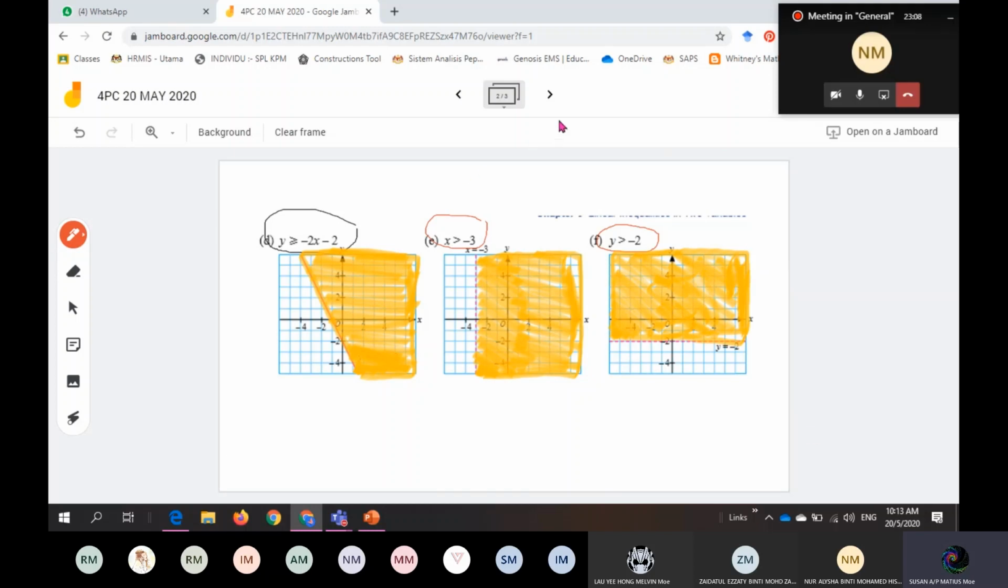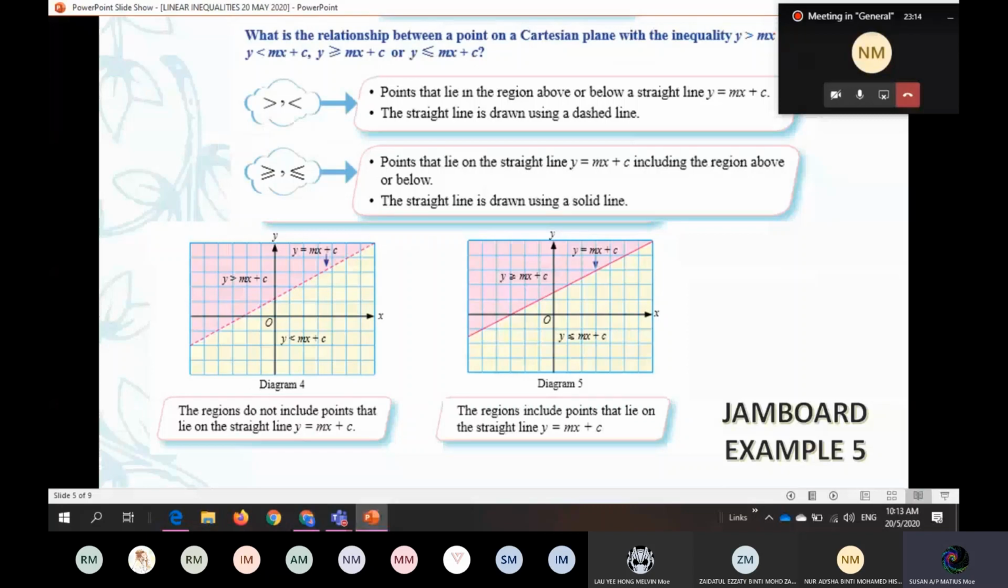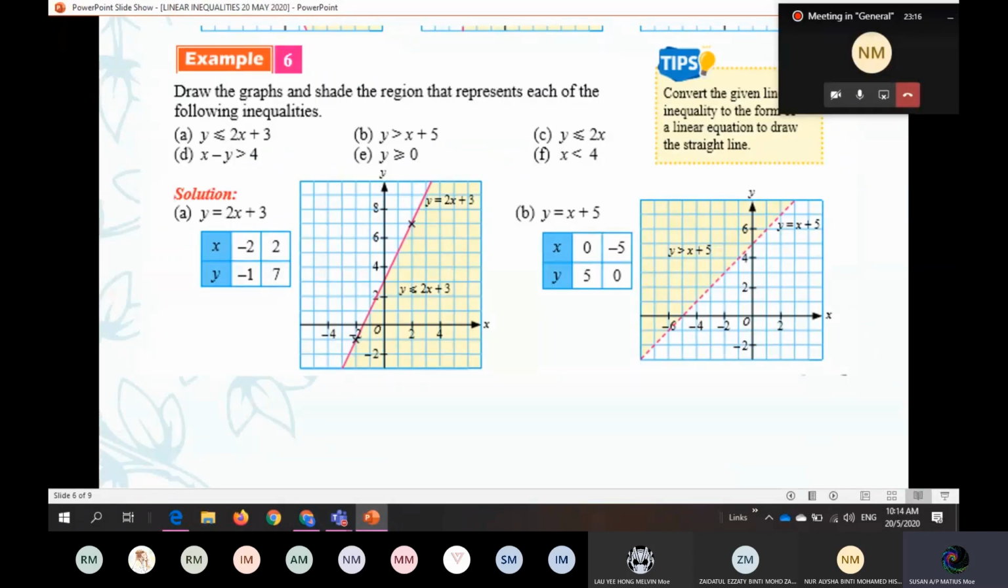Let's continue, guys. Now we are going to look at example 6. We'll go back to the PowerPoint first, example 6. The difference between example 5 and example 6 is that in example 5, they gave you the graph. They drew the straight line for you, and you only had to determine the region. But now, you are given the inequalities and you have to construct a straight line.